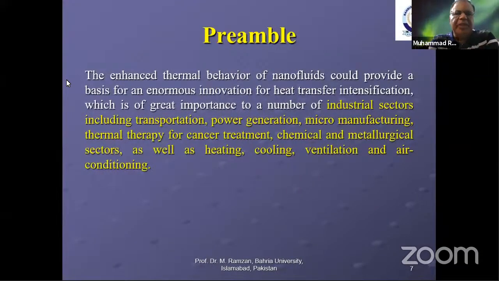The enhanced thermal behavior of nanofluids would provide a basis for numerous innovations for heat transfer intensification, which is of great importance to a number of industrial sectors, including transportation, power generation, micro manufacturing, thermal therapy of cancer treatment, chemical and metallurgical sectors, as well as heating, cooling, ventilation, and air conditioning.